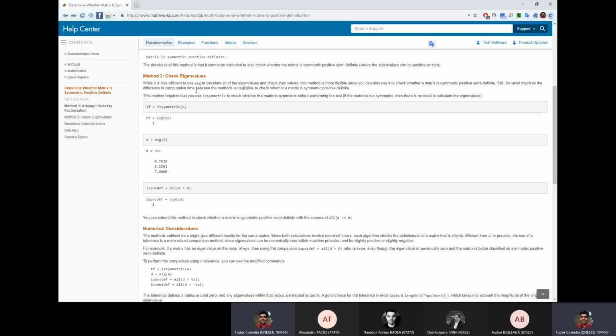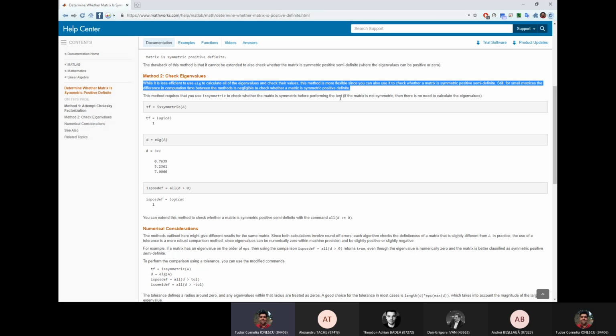Well, it's less efficient to use eig. You see, it's less efficient to use eig. Look what it says, exactly what I told you. Check the value. The method is more flexible since you can also use it to check whether the matrix is symmetrical. Still, for small matrices, the difference in computation. Okay, so the method requires that you use issymmetric. Oh, sorry, there exists issymmetric. Okay.